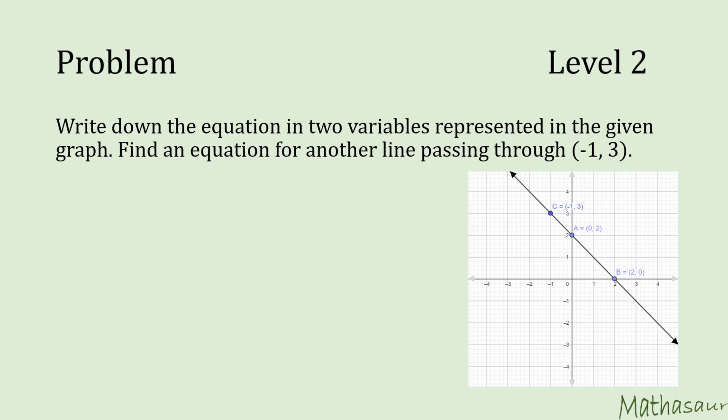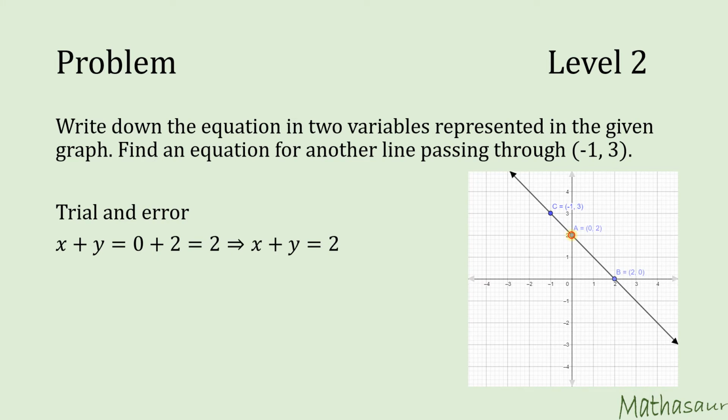Okay, now we can see 3 points on this line. Let us take the trial and error method. Let us randomly write x plus y and substitute values from one of these points. So let us take point A, which is 0, 2. And let us put the values for x and y. So we get 0 plus 2 or 2. Now this gives me x plus y equals 2.